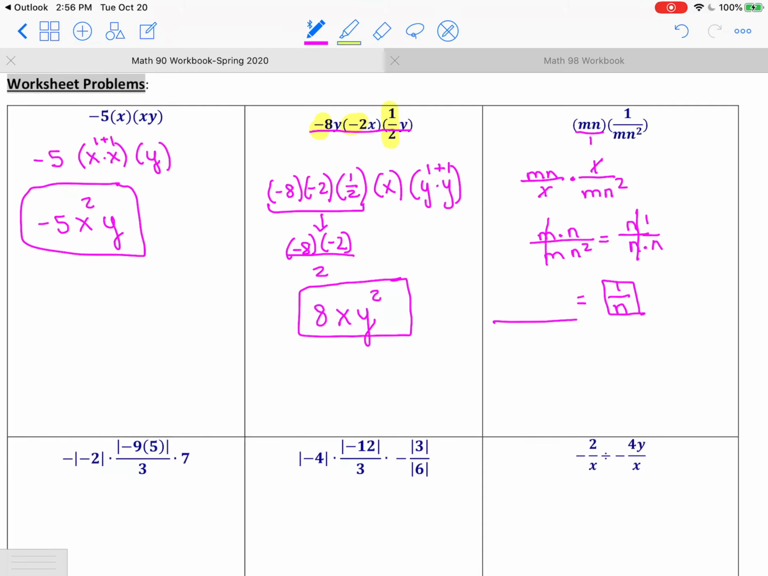All right, I suppose you could have looked at this also, just do this one other way, mn over 1 over mn squared. You could have cross-canceled here too. You could have gone, okay, those m's are gone. This n is gone, leaving only 1, right? Which would easily show us what we have left as well.